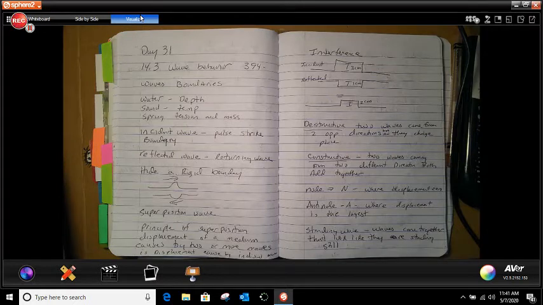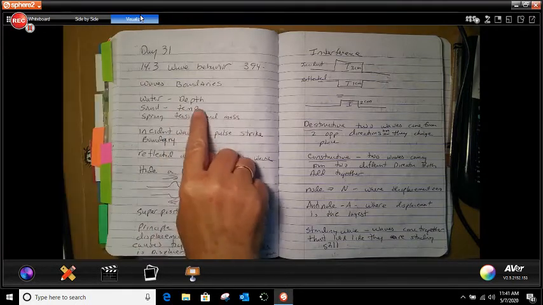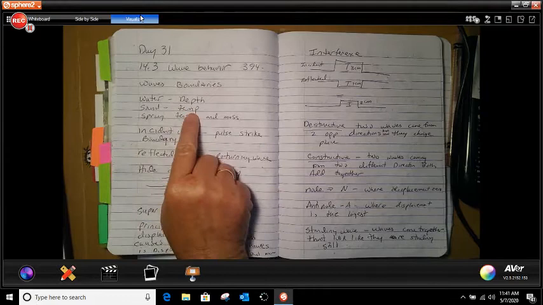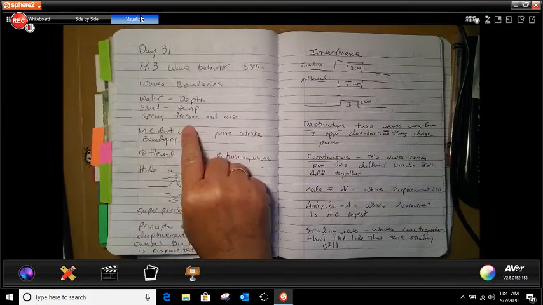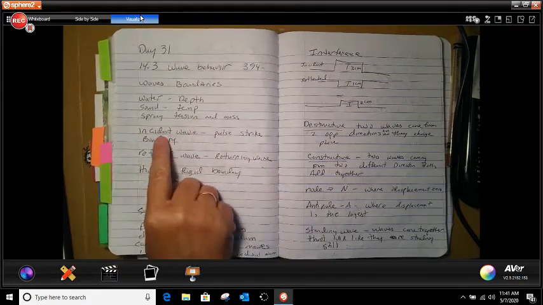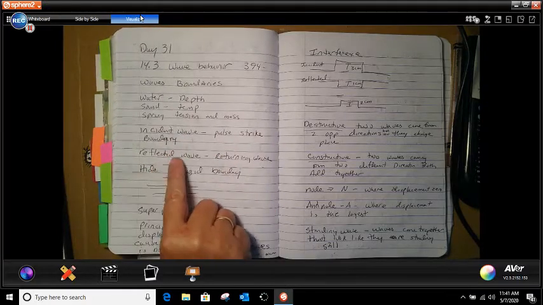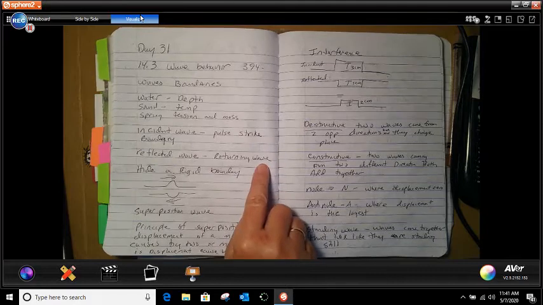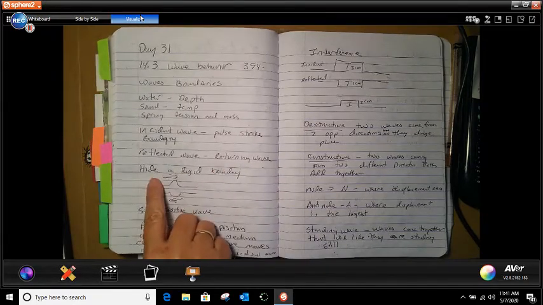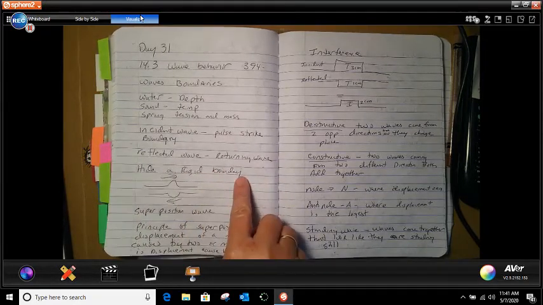Wave boundaries have to do with water, has to do with depth. Sound has to do with temperature. Spring has to do with tension and mass. Incident wave is a pulse that strikes boundaries. You have reflected waves, which are turning waves. And then you have high and rigid boundaries.